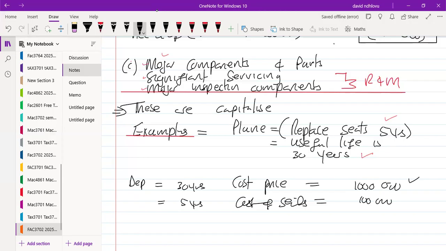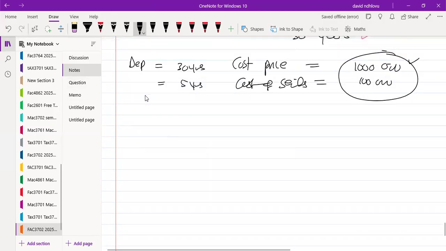So you need to separate that cost of 1 million. 900,000 you allocate to the plane without the seats. Then the 100,000 you now isolate for the seats. When you calculate the amount of depreciation, you must now calculate that separately: the plane on its own over 30 years and the seats over 5 years. So that is what we need to do with a major replacement component. Are you understanding it? Let's do a proper example on that.